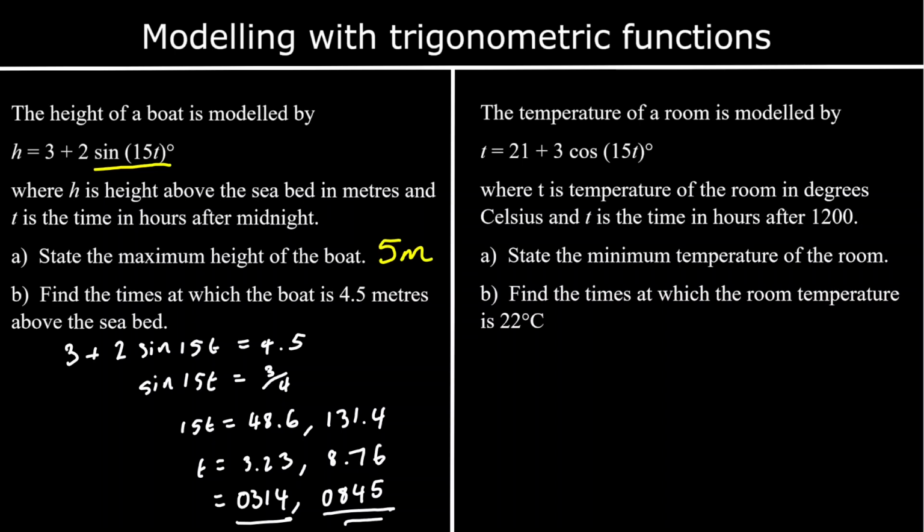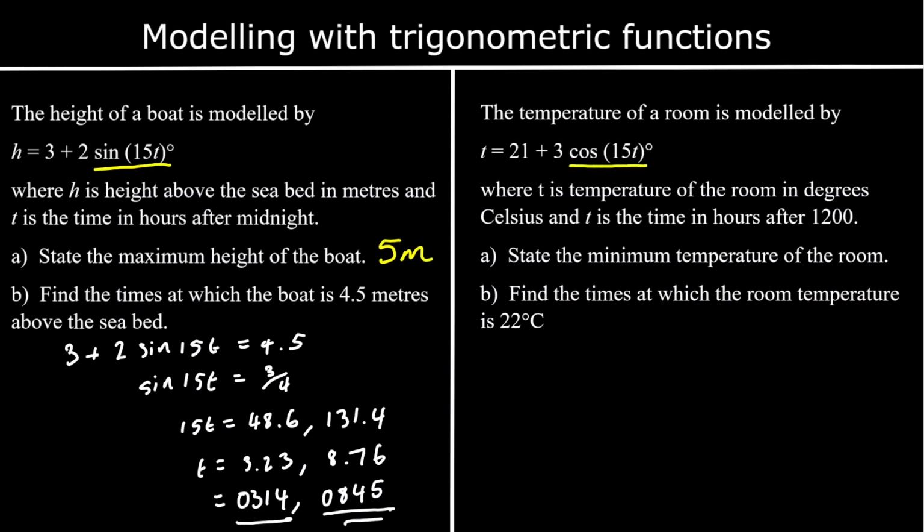Okay, one for you to try. Give it a go. So the temperature of a room is modelled by T equals 21 plus 3 cos 15t, where T is the temperature in degrees Celsius and t is the time after midday. State the minimum temperature of the room.